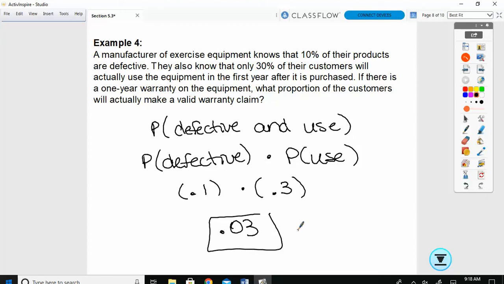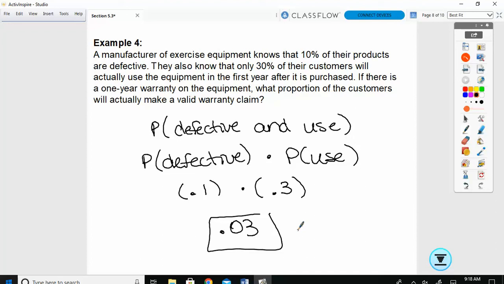Is that unusual? What's unusual? Less than 5%. So would it be unusual for them to actually have a warranty claim? Yes, because the probability is less than 5%. All right, questions?